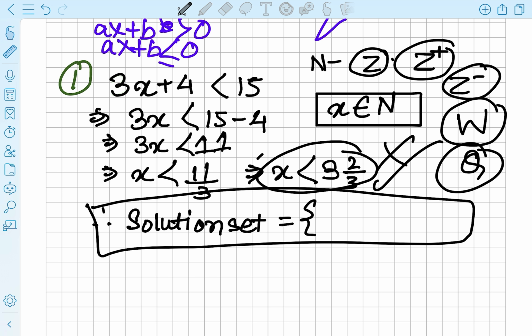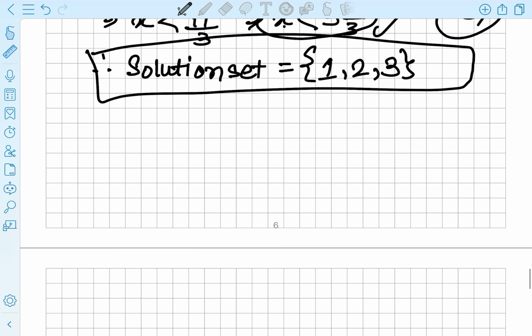So what will be the solution set? Since x belongs to N, it's any natural number. It begins with 1, then 2, then 3. After 3 you can't go, because the condition is that x should be less than 3 and 2/3, and 4 is not less than that. So we will limit ourselves to 1, 2, 3.